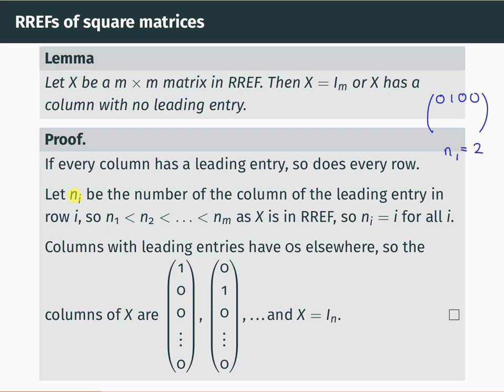So in fact, the leading entry in row 1 must be in column 1, and the matrix must look like that. And the leading entry in row 2 must be in column 2, and so on. We must look like this. But because columns with leading entries in a row-reduced echelon form matrix have zeros everywhere else, we've got to have zeros like this. Okay, it now follows that your matrix is the identity matrix. So we're done.